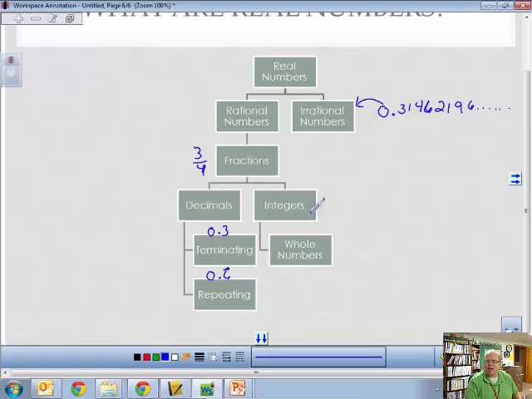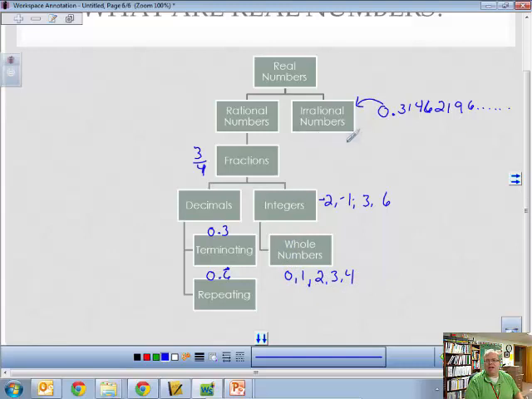Remember what integers are? Integers are simply our positive and negative numbers, so -2, -1, 3, 6. Now, our whole numbers are simply 0, 1, 2, 3, 4. They're only positive, and 0 is included, so from 0 and on to infinity on the positive side of the number line. Those are the whole numbers.